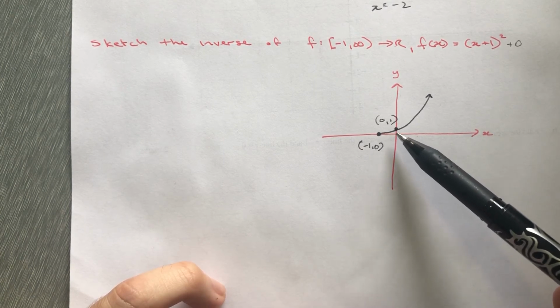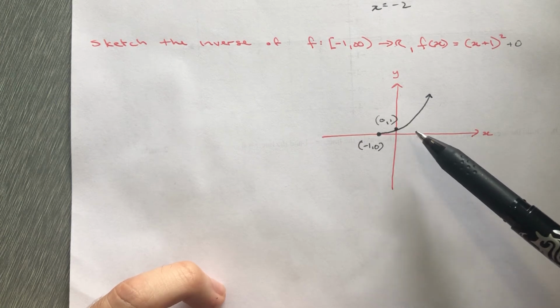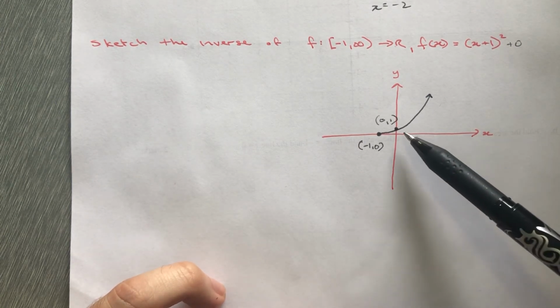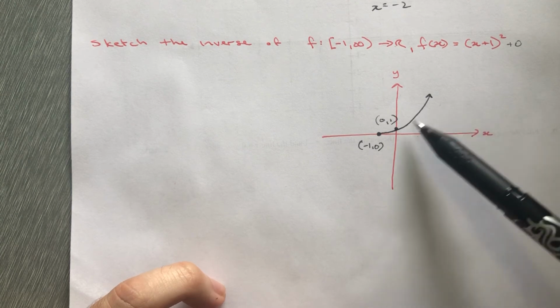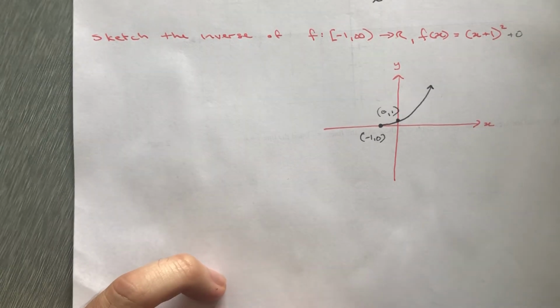Now, if we want the inverse, all we really need to do here is swap those intercepts. So the x-intercept becomes a y-intercept, the y-intercept becomes the x-intercept, and it is reflected in that line, y equals x. So I'm going to do it underneath.